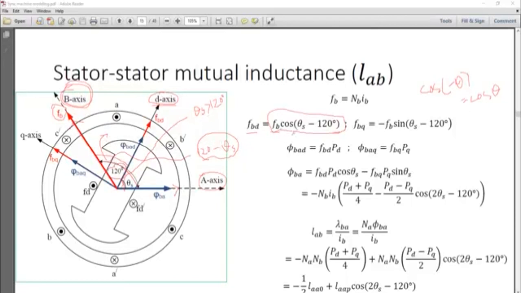Just to make the representation generalized, we are not using 120 minus theta, rather we are using theta S minus 120. That's it, nothing else. You can also leave it as 120 minus theta, no problem. But in the book they follow theta S minus 120, so we'll stay with them. What would be FBQ?